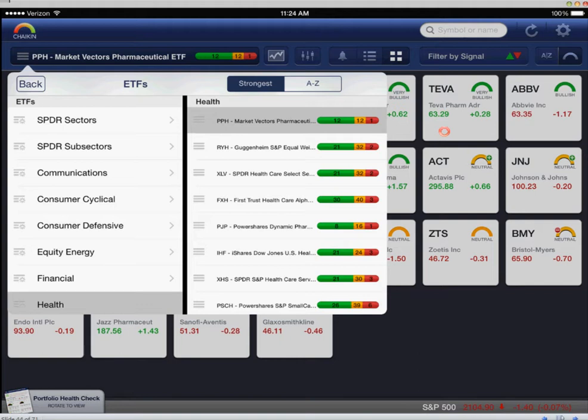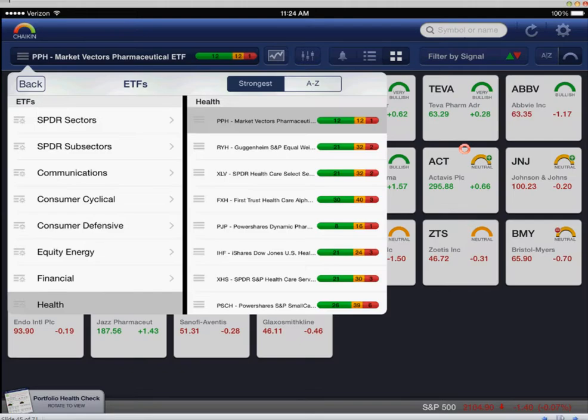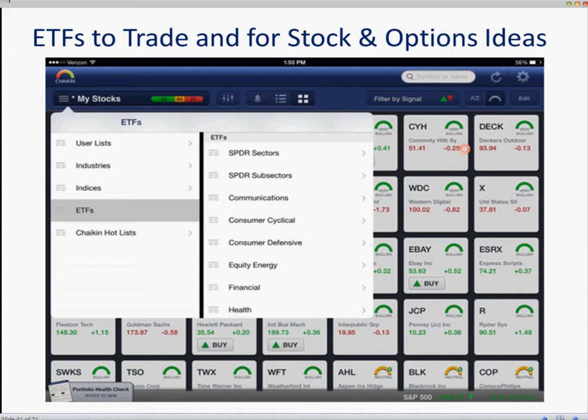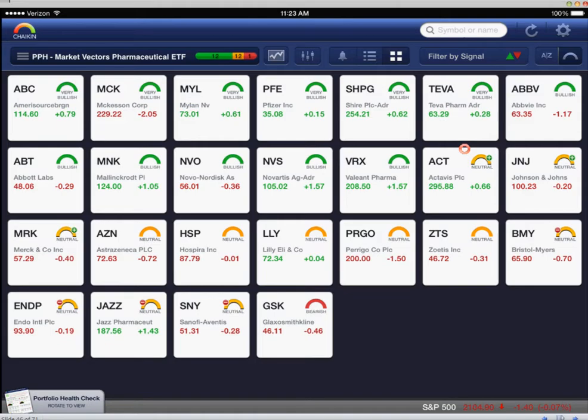You tap on PPH and you look at the chart. It confirms that, indeed, PPH is even stronger than the sector itself, and you had this bullish personality change in September. And you had a series of relative strength buy signals. Now, if the ETF is performing well, I want to know what stocks are in that ETF. So I tap on it, and all the 25 stocks in the PPH Market Vectors Pharmaceutical ETF come up ranked by Chaikin power gauge rating.